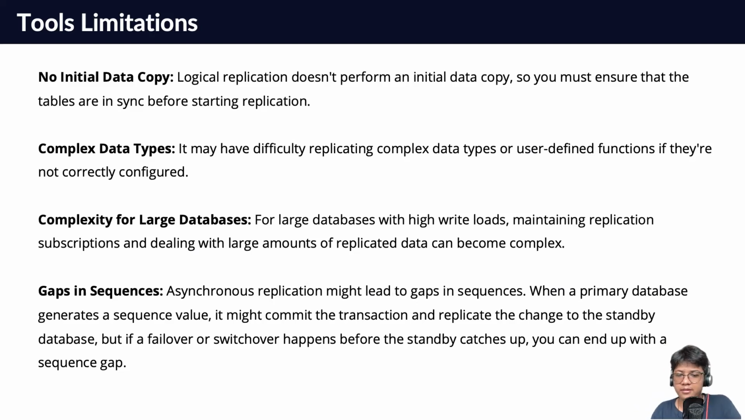Complexity for large databases with high write loads. Maintaining replication subscriptions and dealing with a large amount of replicated data can become complex. The last one is gaps in sequence. For example, you are using a sequence as a primary key, with a counter. The right approach is to change from using a sequence to a UUID for the ID.